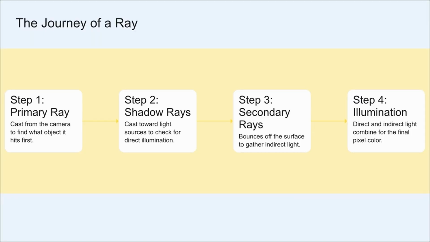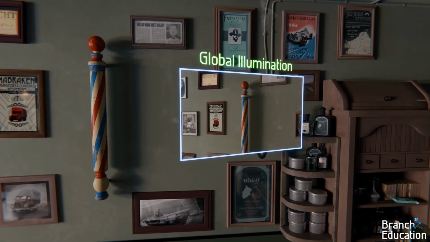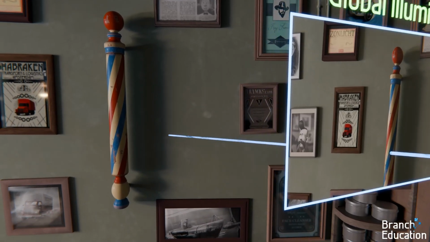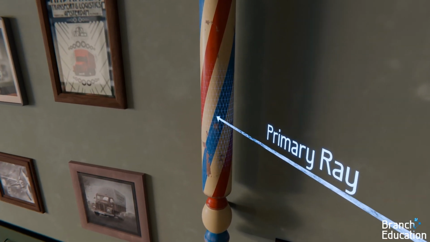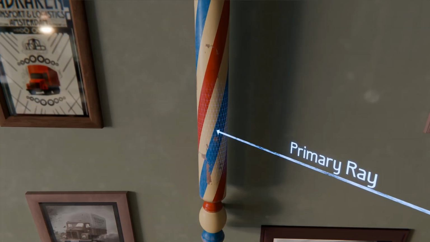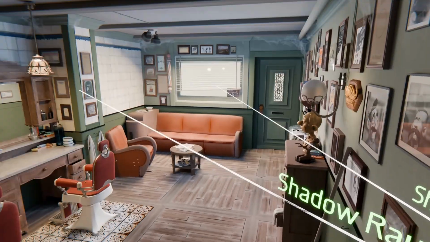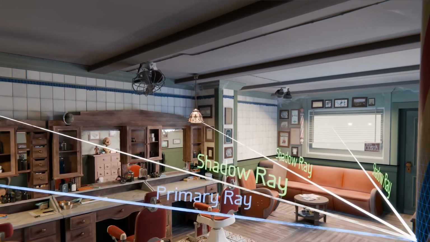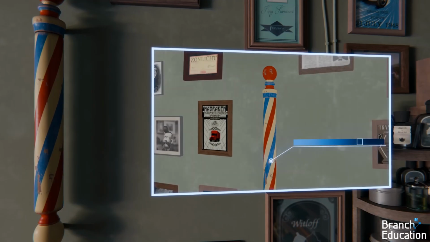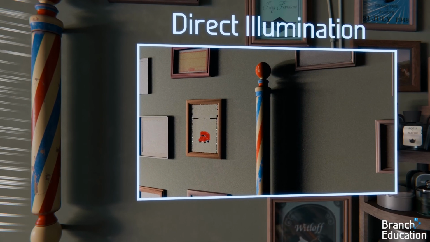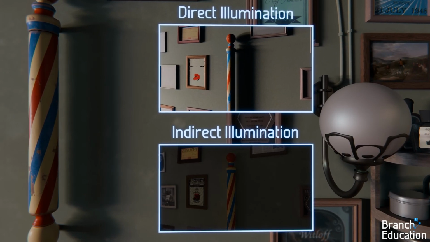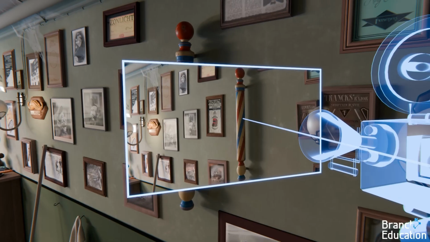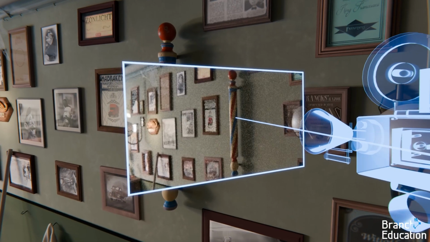And this whole process happens in a few key steps, over and over, thousands of times for every single pixel on your screen. A primary ray shoots out and finds an object. Then shadow rays check to see if it's in direct light. After that, secondary rays bounce all over the place, picking up that soft color-tinted light from other surfaces nearby. You put it all together, and that's what we call global illumination. That's the secret to making things look real.